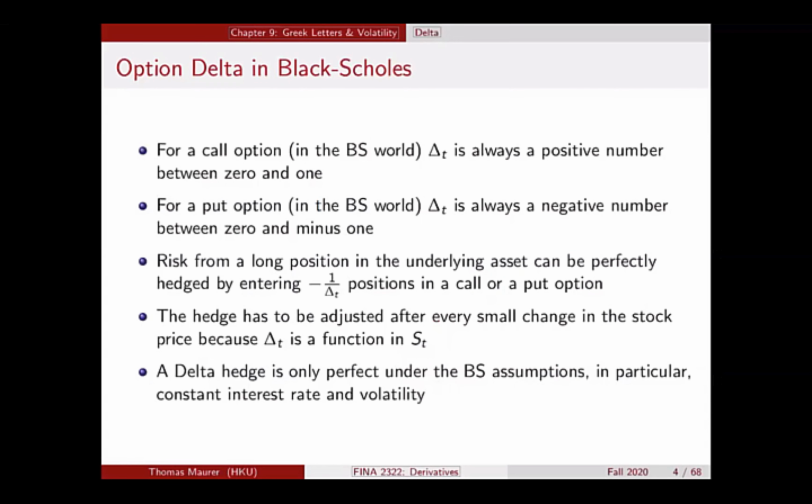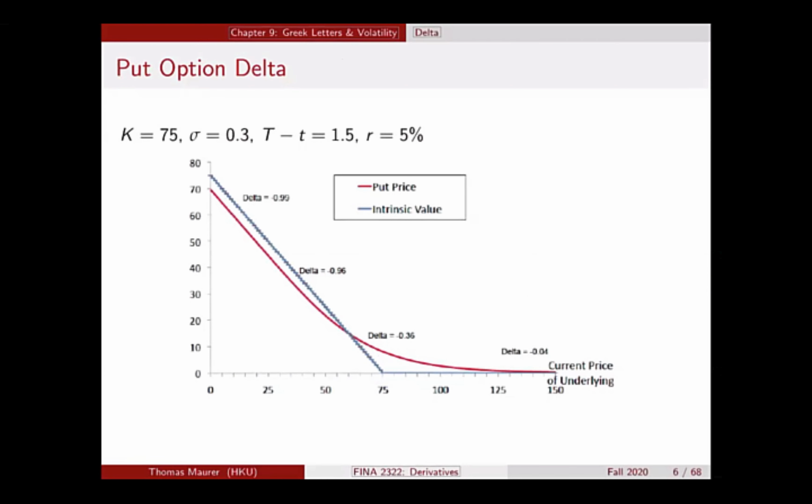We can make a similar argument for the put option. Here the delta turns out to be always a negative number, and it's always going to be between -1 and 0. To make this argument, I want to look at that picture for the put option, where again we have this kind of blue solid checked line. That's the intrinsic value of the put option, and then this red line over here, this curved line, that's the price of a put option depending on where the underlying price is currently.